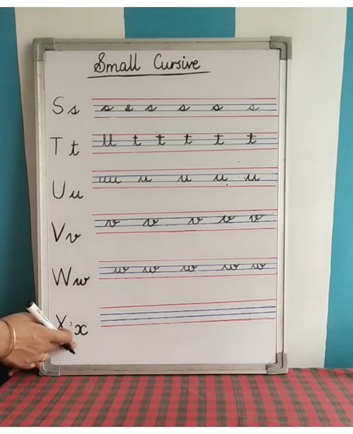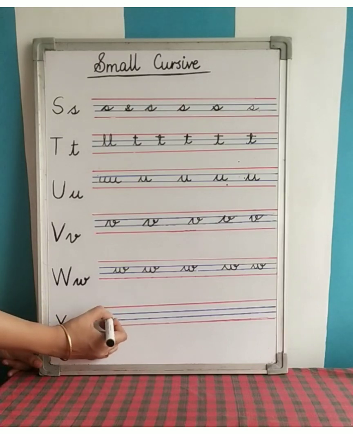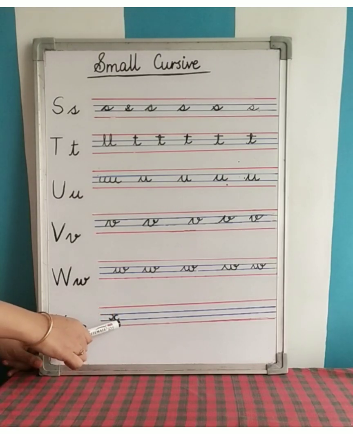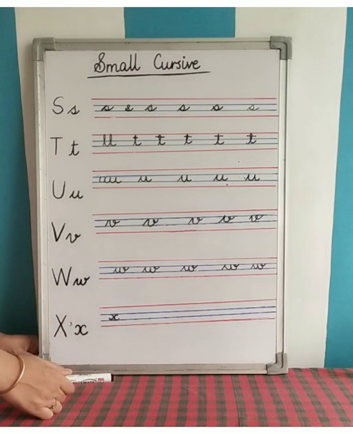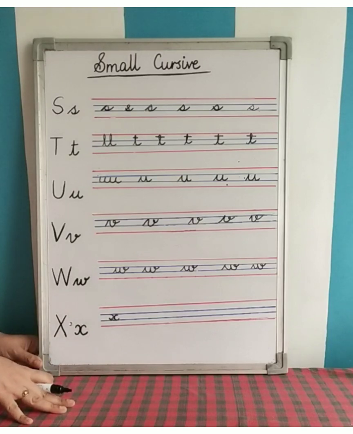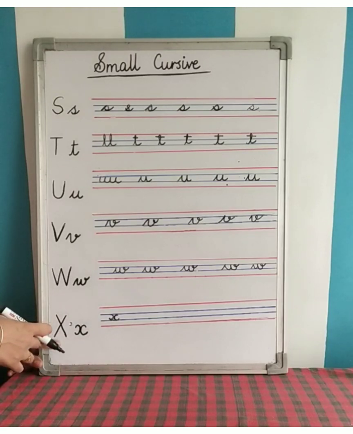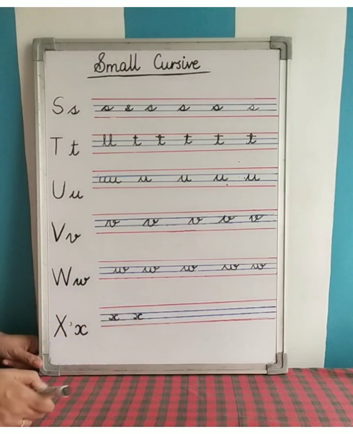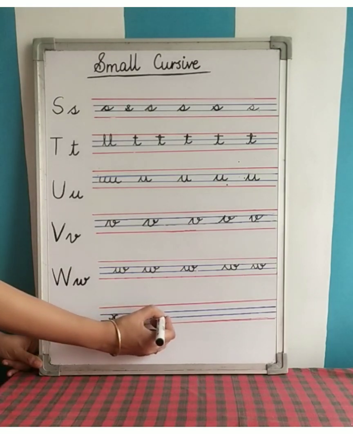Now the next is X. Small cursive X is made up of 2 curved lines on the opposite sides, like this. One is straight c and the other is inverted c, small c. Just like the capital X was made up of 2 slanting lines, small x is made up of 2 curved lines like this, facing opposite to each other.